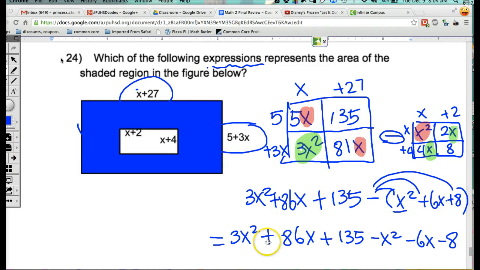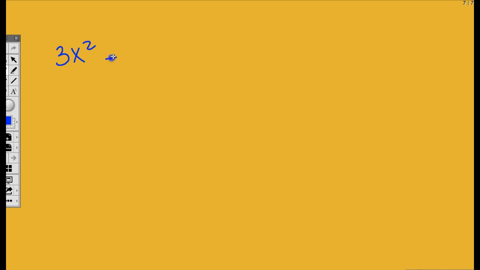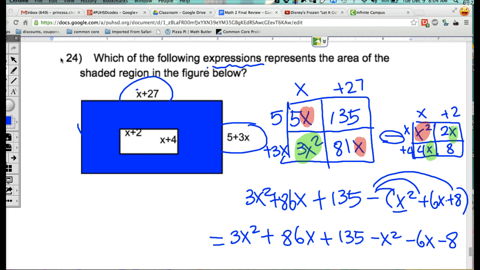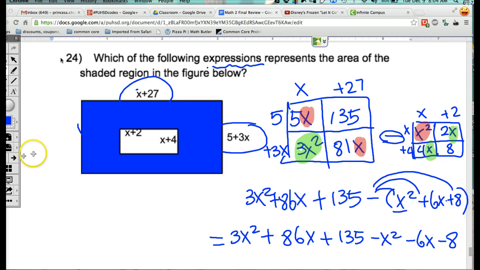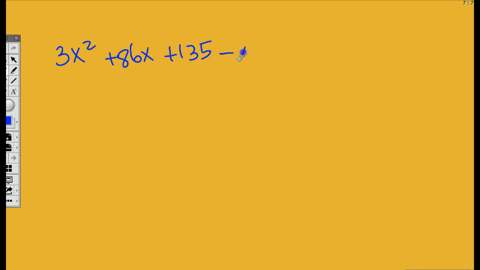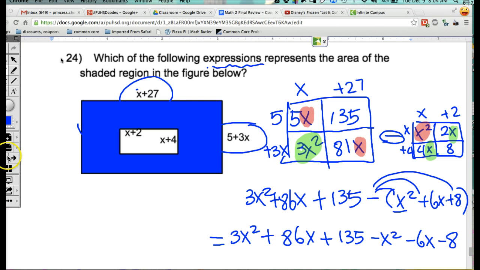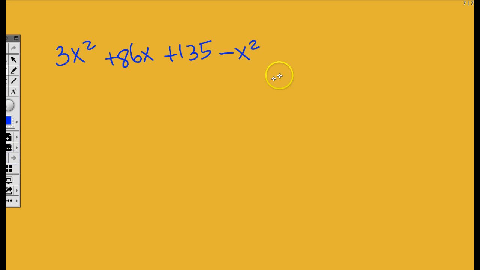3x squared. So what I'm doing right now is copying this down here. Plus 86x. And then plus 135. And then I see minus x squared. Minus 6x. Oh, thank you for telling me. Minus 6x. Minus 8.